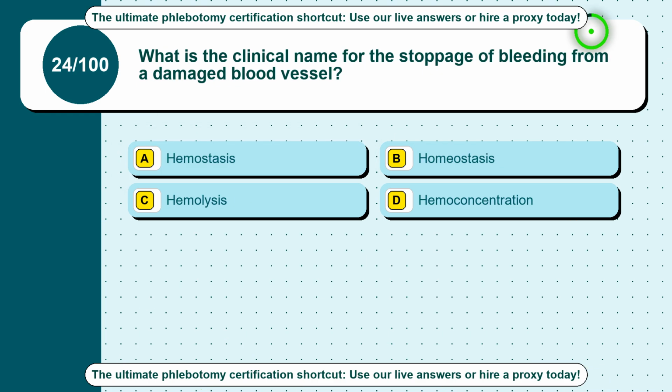Question 24. What is the clinical name for the stoppage of bleeding from a damaged blood vessel? Option A, hemostasis. Option B, homeostasis. Option C, hemolysis. Option D, hemoconcentration.